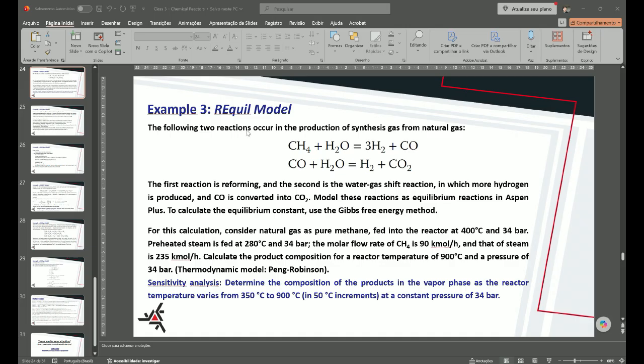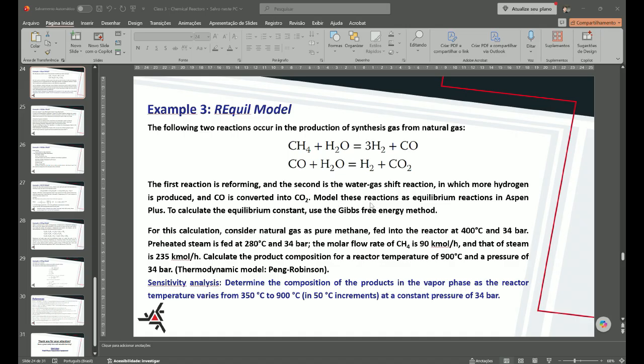The following two reactions occur in the production of synthesis gas from natural gas. Here methane, as part of natural gas, reacts with steam to produce hydrogen and carbon monoxide. And we also have a parallel reaction of carbon monoxide reacting with steam, producing hydrogen and carbon dioxide. Okay, the first reaction is reforming, and the second reaction is known as the water gas shift reaction, in which more hydrogen is produced and CO is converted into CO2.